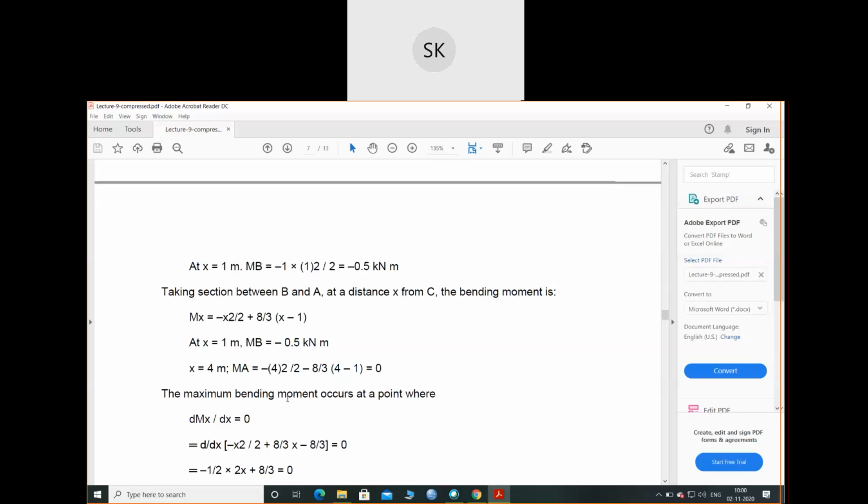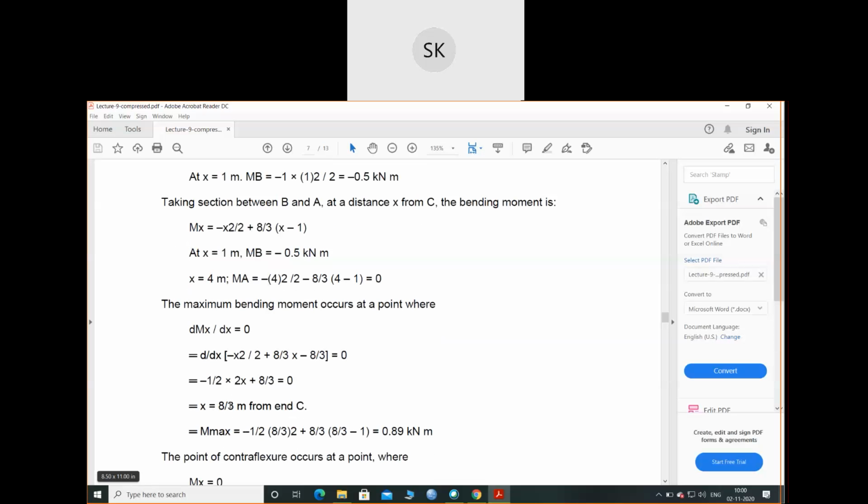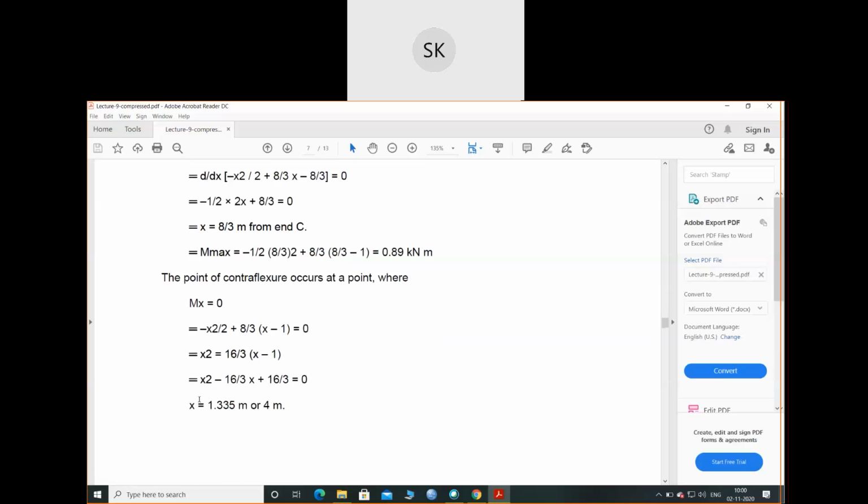You can find the maximum moment. The maximum bending moment occurs at a point where dM/dx equals to 0. So place the value in the moment equation and differentiate it; you will get the distance where the bending moment will be maximum, that is x equals to 8 by 3 from the end C. Place the value of x in this equation and you will get the maximum moment. The point where the moment is 0 is also called the point of contraflexure.